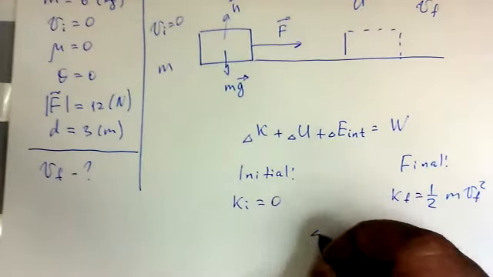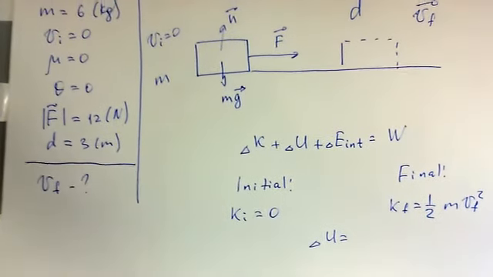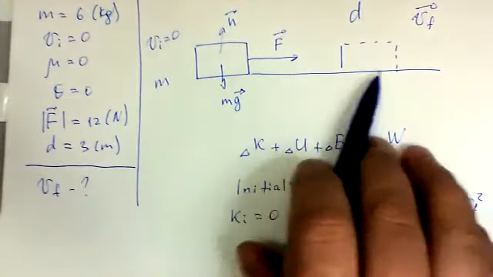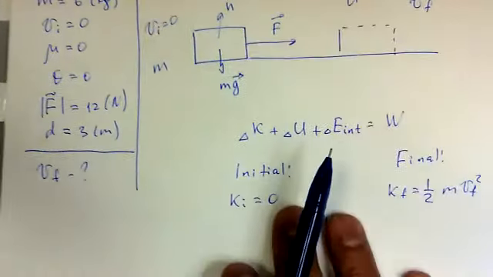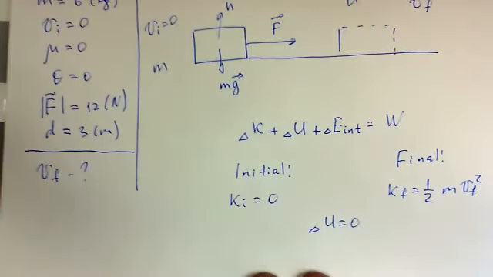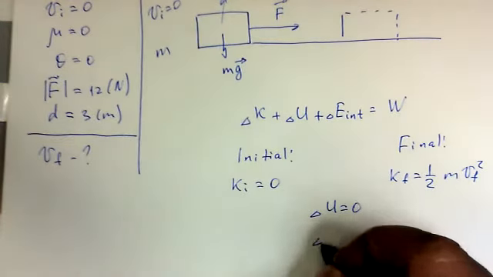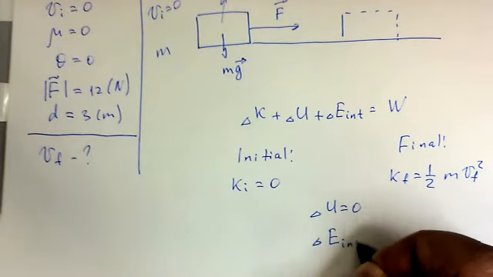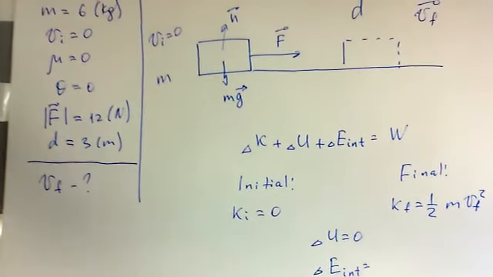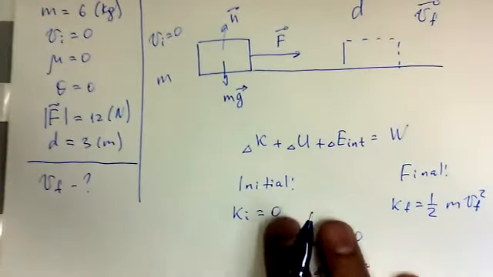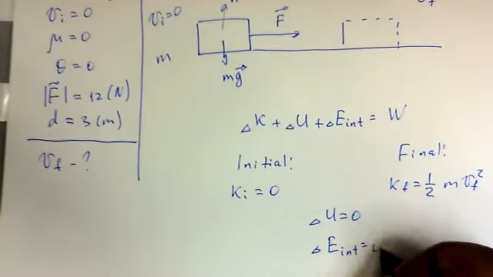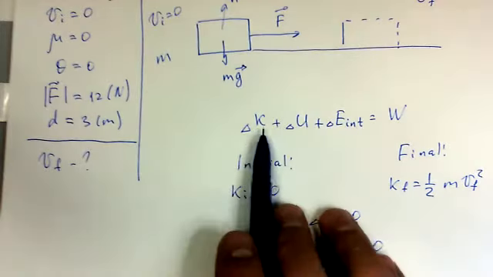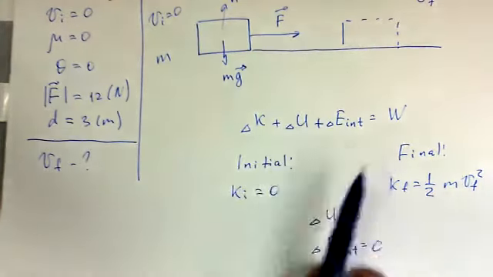So what can we say about the change of gravitational potential energy? The level is the same, which means that there is no change in gravitational potential energy in the system. So the change of potential energy is 0. And also the surface is frictionless. That's why there is no change of the internal energy in the system. Okay, so delta E internal is 0. So this is the left-hand part of this relationship.